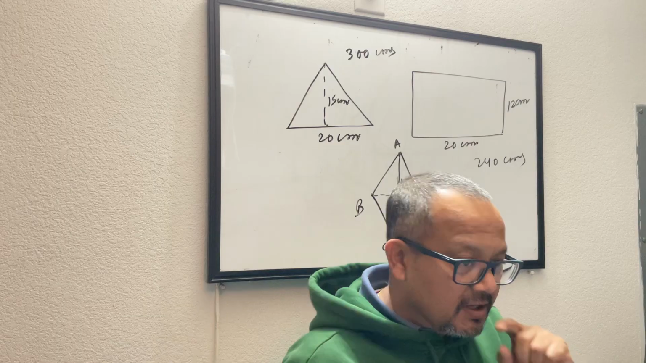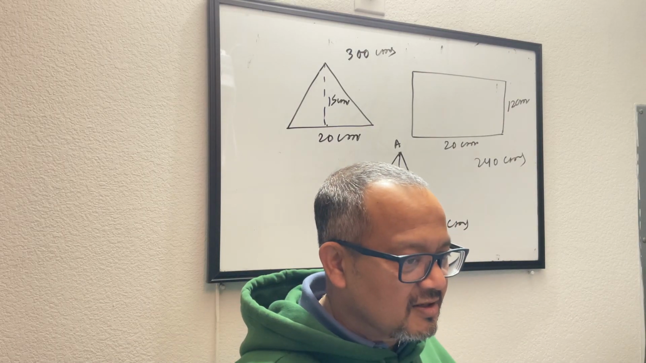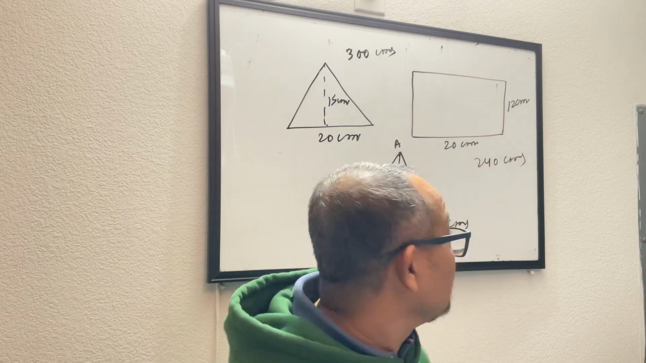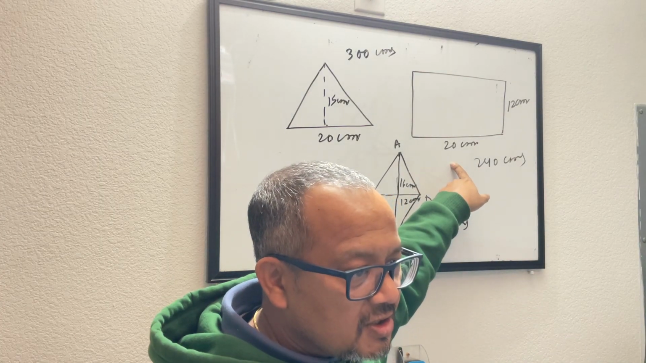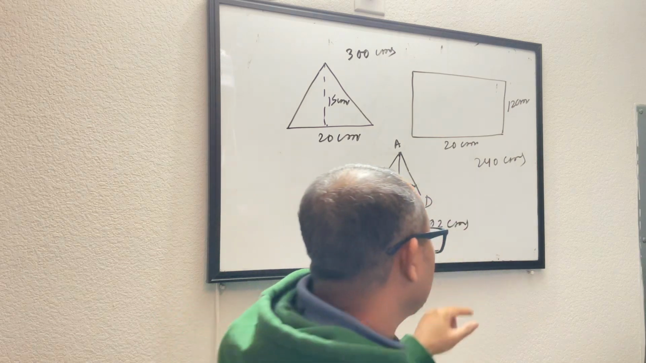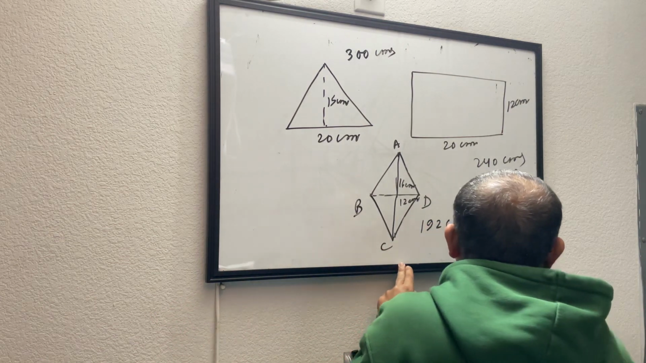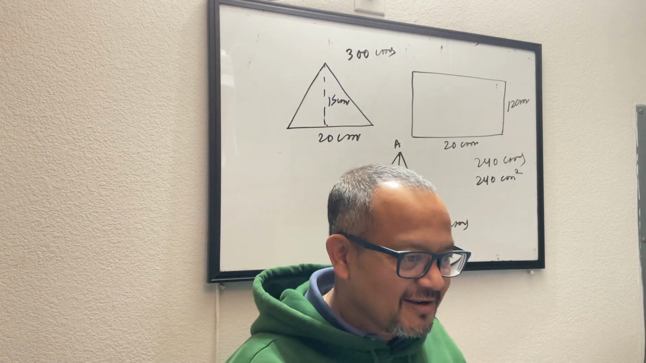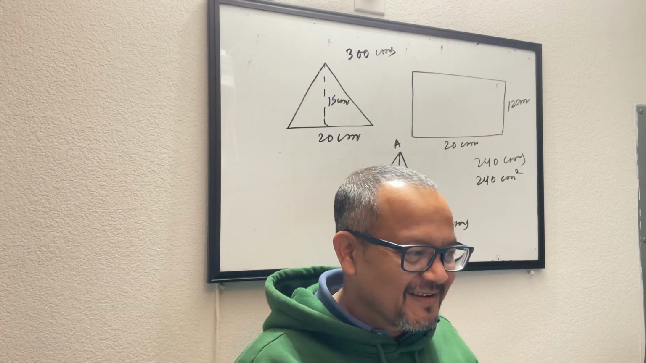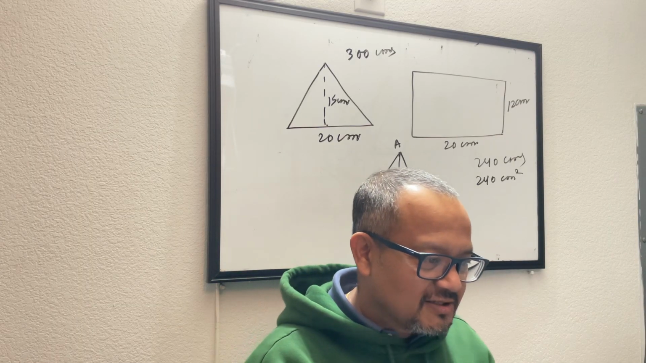Let's see what Anika says. I only got the answer for the second one. How much is it? 240 centimeters squared. Okay, 240 centimeters squared. How about the other two, beta? Working on it or thinking about it? Okay.